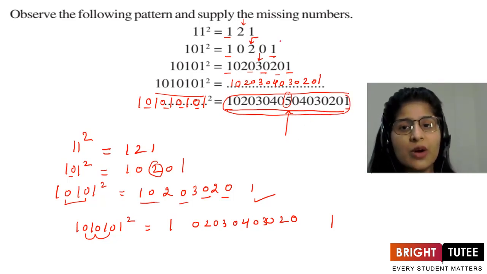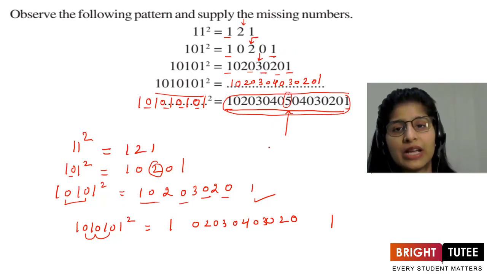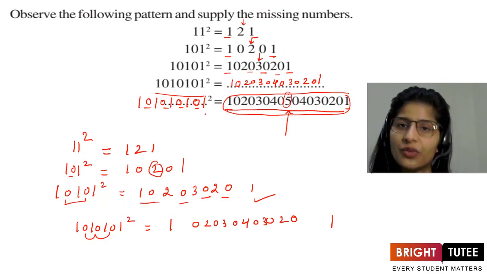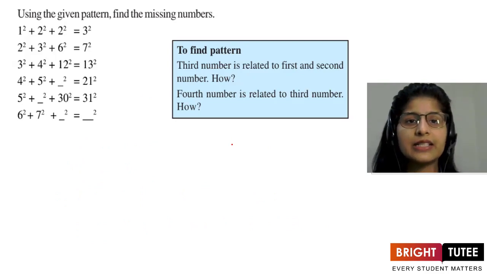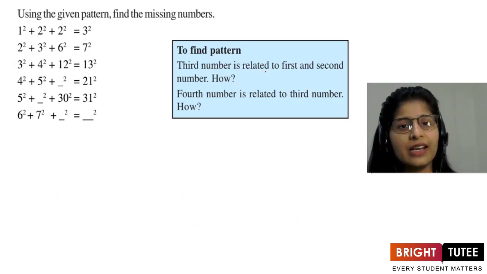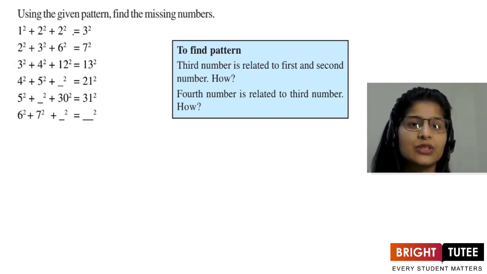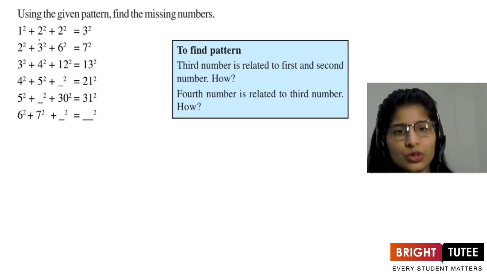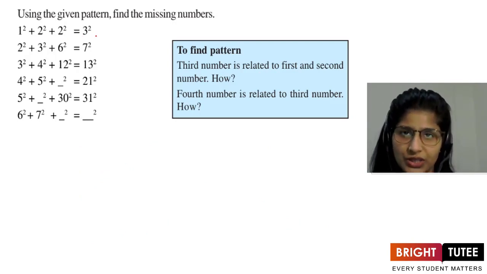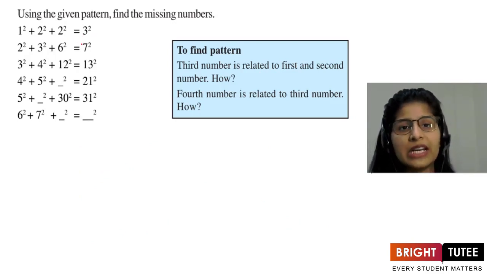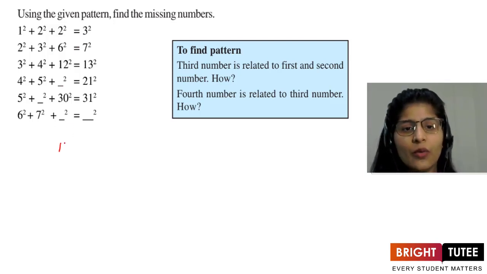So just by observing this pattern, we are able to tell that this is the square of which number. Clear? Here is another question, and it's a really interesting pattern. They have given you 1 square plus 2 square plus 2 square is equal to 3 square. We have to find the relationship between them and fill up the blanks given here.